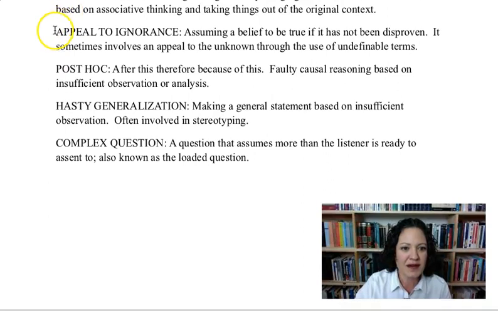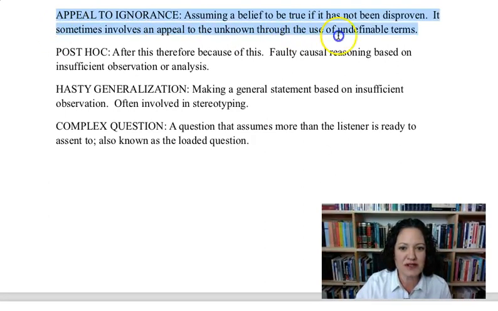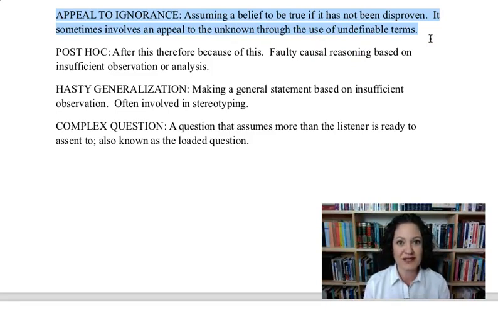All right, appeal to ignorance. Appeal to ignorance is assuming a belief to be true if it has not been disproven. It sometimes involves an appeal to the unknown through the use of undefinable terms. Okay, so appeal to the unknown is probably the primary thing to look for here.